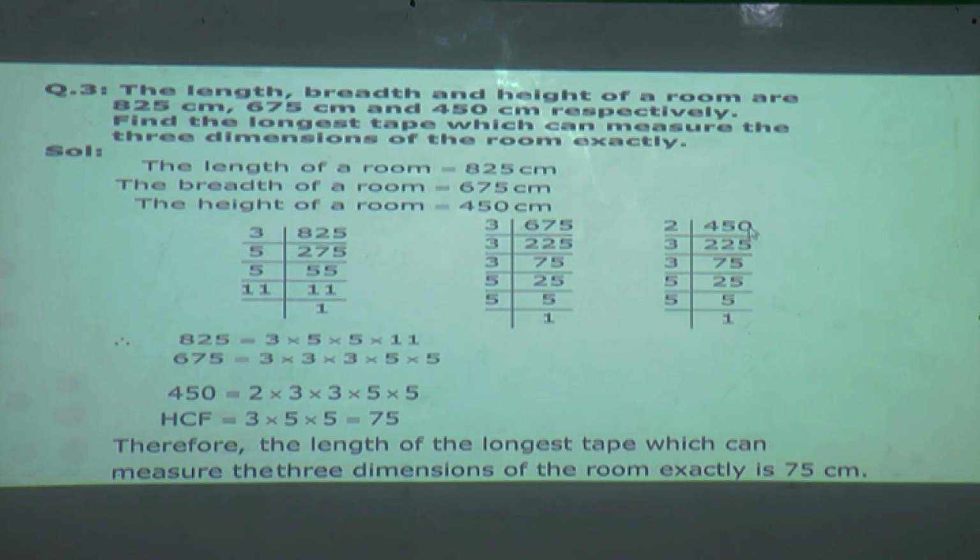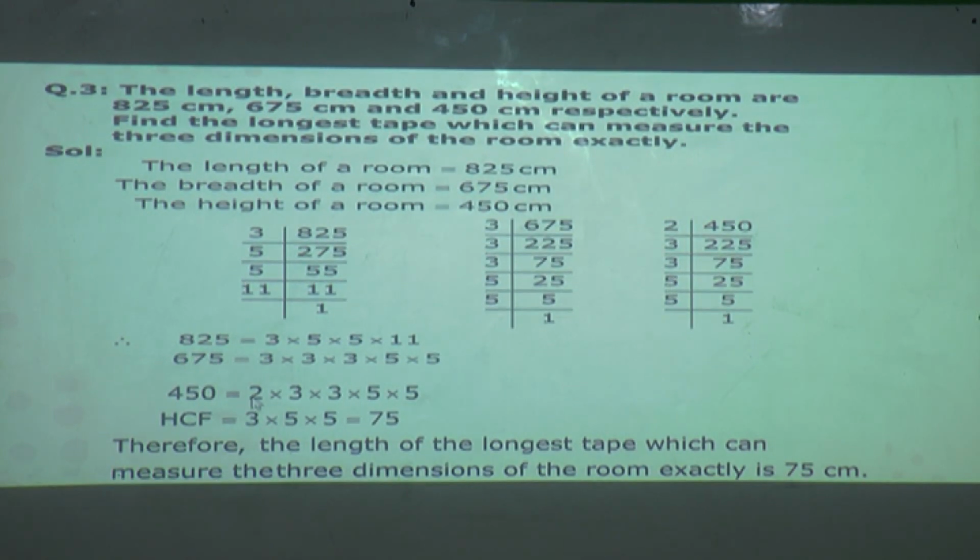Same we have to do for 450. 2 2s are 4, 5 minus 4 is 1, 1 0 becomes 10, 5 2s are 10. Now we will divide it by 3, 3 7s are 21, 22 minus 21 is 1, 1 5 becomes 15, 3 5s are 15. 3 2s are 6, 7 minus 6 is 1, 1 5 becomes 15, 3 5s are 15. Now we have 25, 5 5s are 25 and 5 1s are 5.